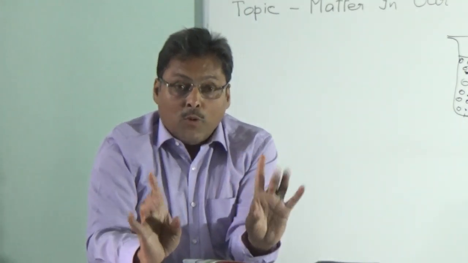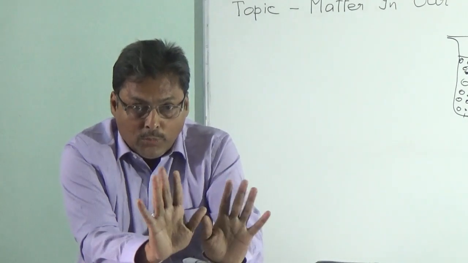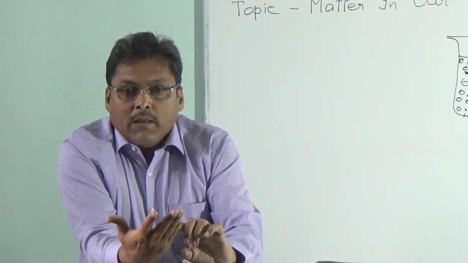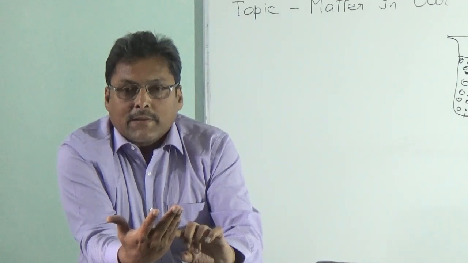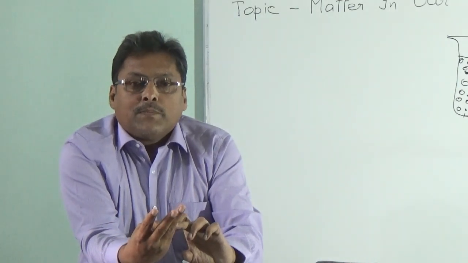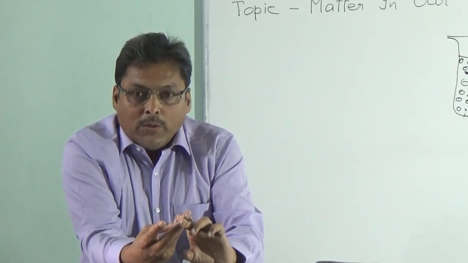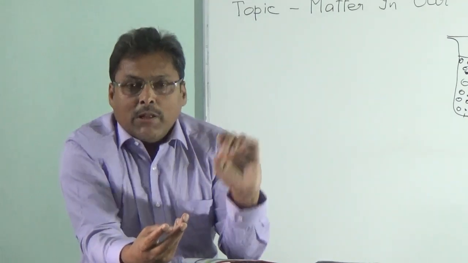And there is one more point that also comes out of these 3. What are the first 3? Matter is made up of particles. Number 2, these particles are in motion. Automatically we know that the particles must have space between them.